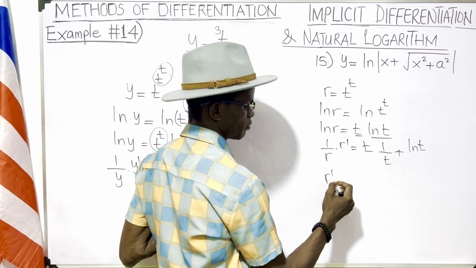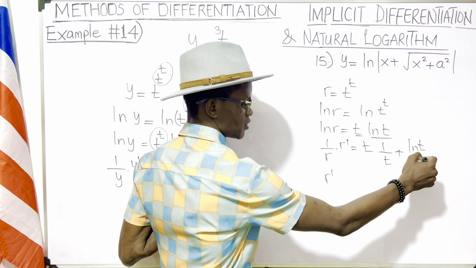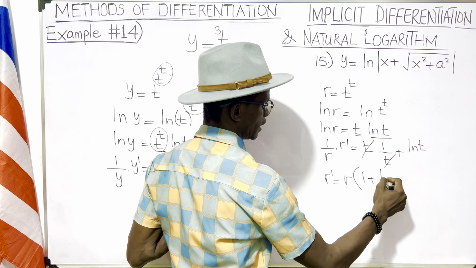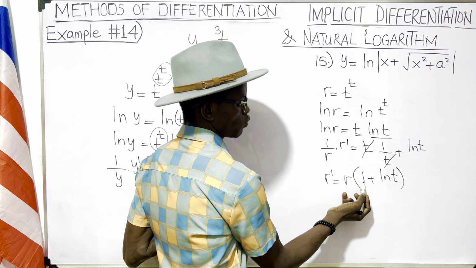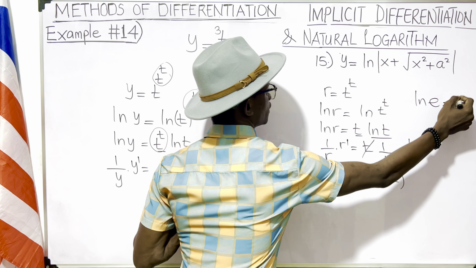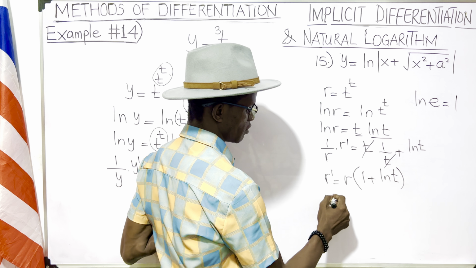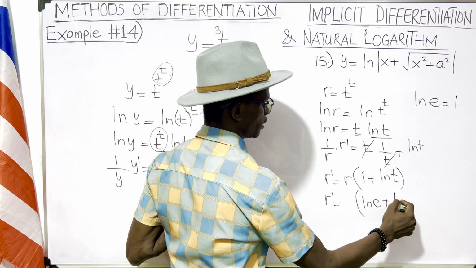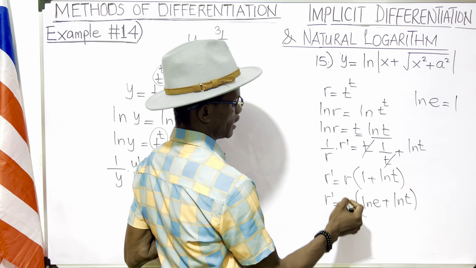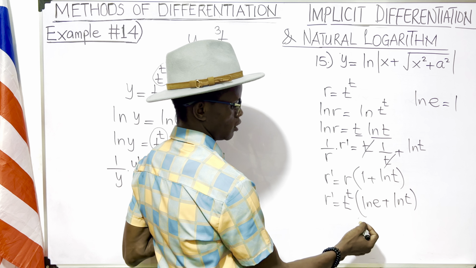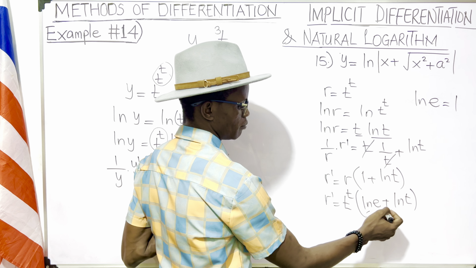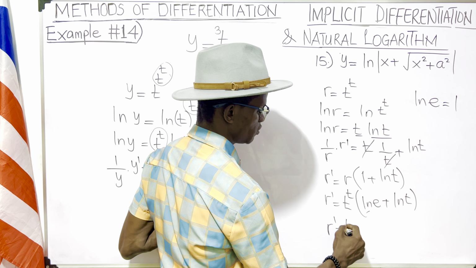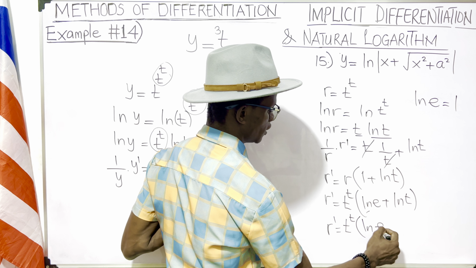So we have r prime. Now this r must be multiplied by the expression here. So you have r times, t and 1 over t cancel, you have 1 plus the ln of t. But this 1 means ln of e, since ln of e is equal to 1. So r prime is equal to ln of e plus ln of t. But this r, remember, is t raised to the power t. When you have ln of a plus ln of b, that is equal to ln of a times b. So r prime is equal to t raised to the power t times ln of et.